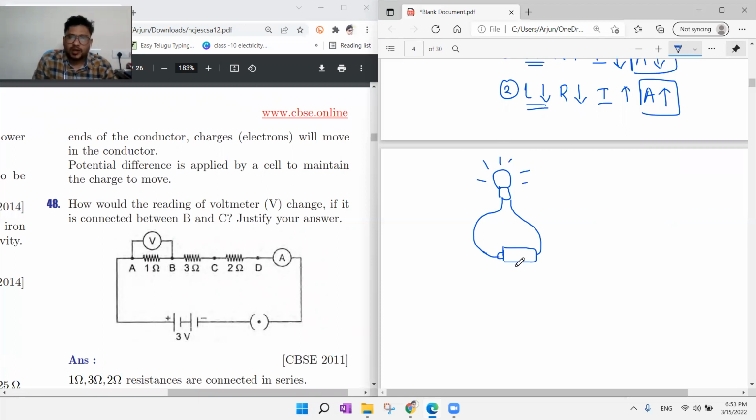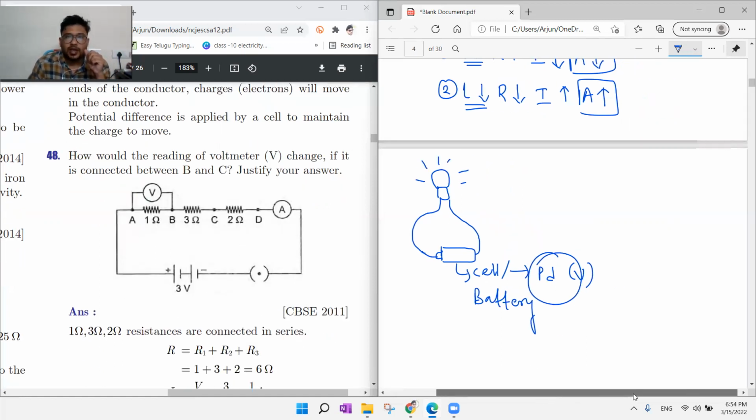Why? Because what is the use of a cell or battery? A cell is the device which maintains potential difference across the terminals. Potential difference is nothing but voltage V. So we need to give some potential difference to move those free electrons. That is the answer. And they asked which device maintains it, that is a cell or battery. Like that you need to write.